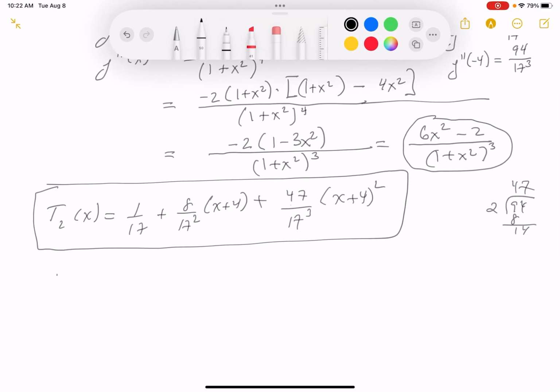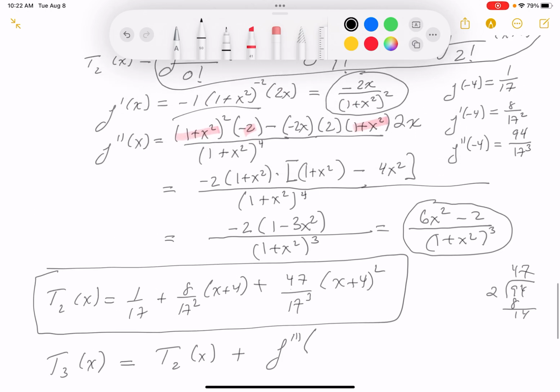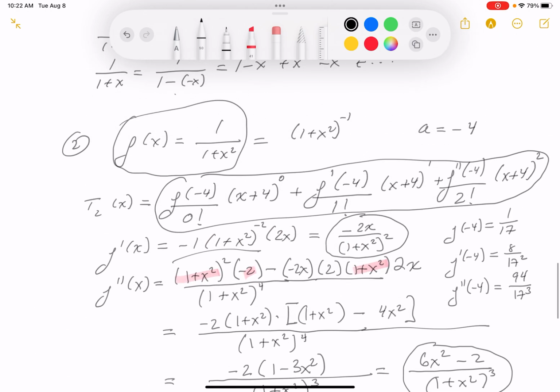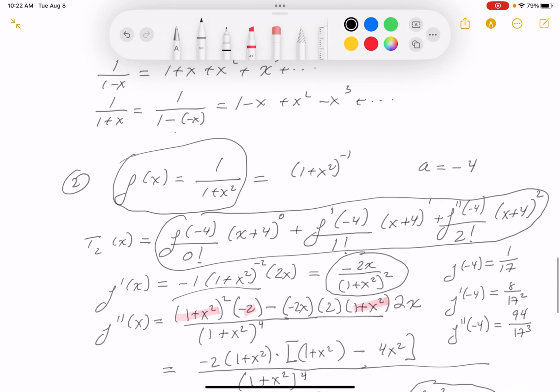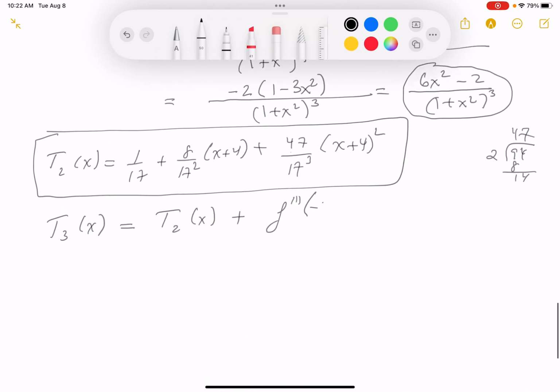What do we need to do? Well, T3 is going to be equal to T2 plus f triple prime evaluated at, what number again is that? Oh, minus 4. That's not so bad. Again, it's way up here somewhere. Yeah, minus 4, over 3 factorial, x plus 4 cubed. All right, I got to get the third derivative now. And I got the second derivative. It's right here.